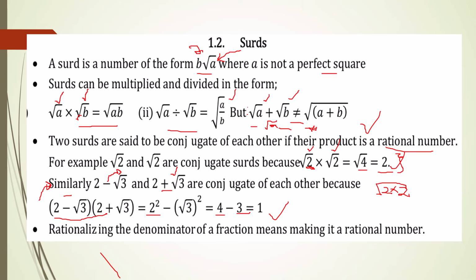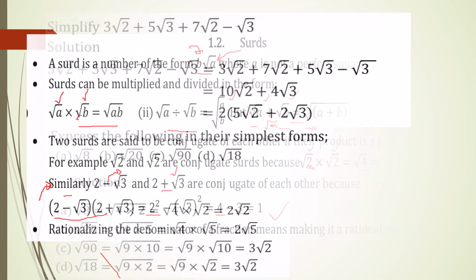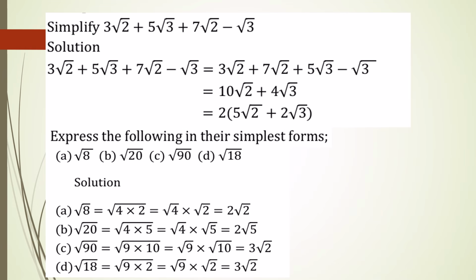Now looking at another concept, let's look at rationalizing the denominator of a fraction, which can be given as a rational number, under the following examples. With the first example, we are going to simplify 3 root of 2 plus 5 root of 3 plus 7 root of 2 minus root of 3.